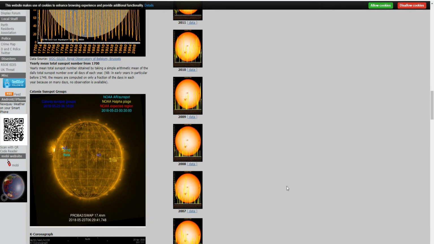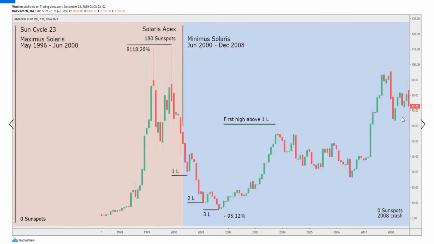We start to have a big run, right? And I'm going to show you right now some of my charts. Okay, so let's start with Amazon. So here we had the solar apex. This is Amazon. The red area is maximus solaris, and the blue stands for minimum, or minimus.